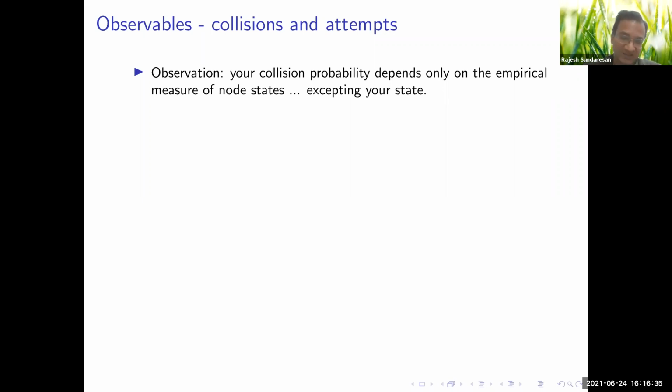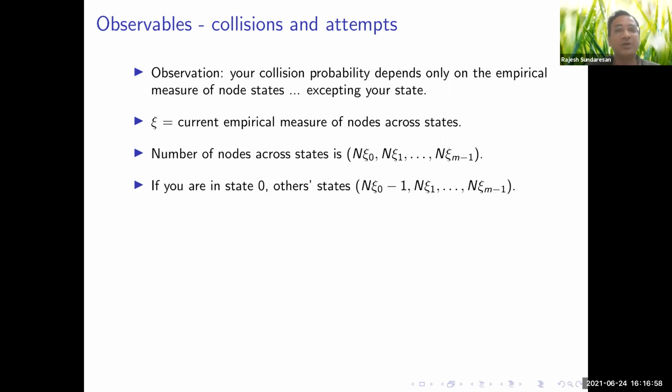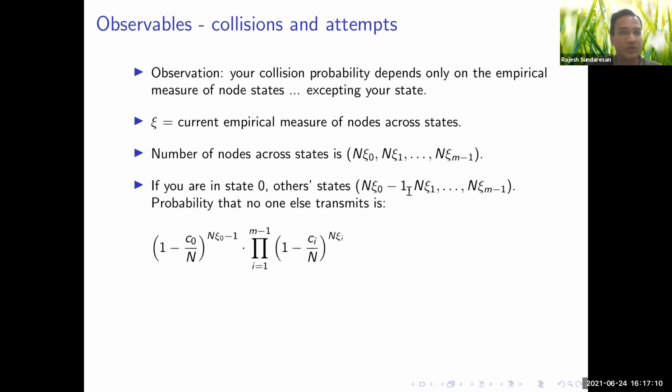All right, now you take this empirical measure. Actually, you have to think about what the empirical measure is of the other states when you're transmitting. So it's the empirical measure of all the other states except yours. Let xi be the current empirical measure of the nodes across states. That means there are n xi0 nodes in state 0, n xi1 nodes in state 1, and so on. And let's say that you are in state 0, then there are n xi0 minus 1 others in state 0, n xi1 in state 1, and so on. I'm just subtracting 1 from the number in state 0 because this node is included.